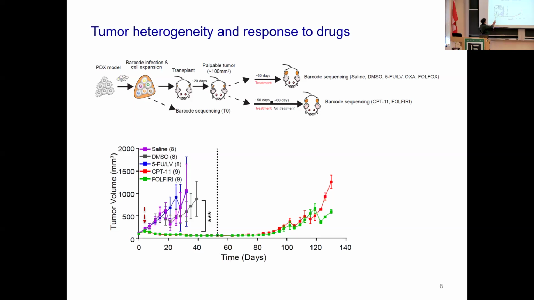In this experiment, for CPT11 and Folfiri, you see basically regression. The tumor doesn't grow until you take the treatment out. You take the treatment out, and this thing then comes back up. These guys showed no response to the treatment, at least at the doses we were using at the time.